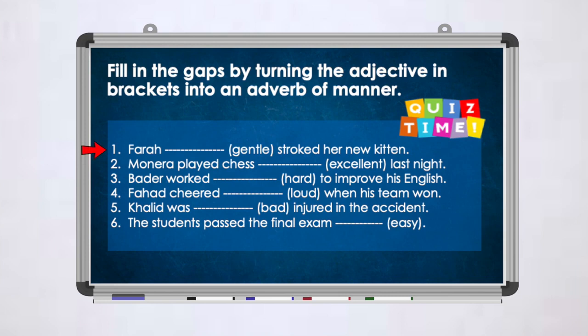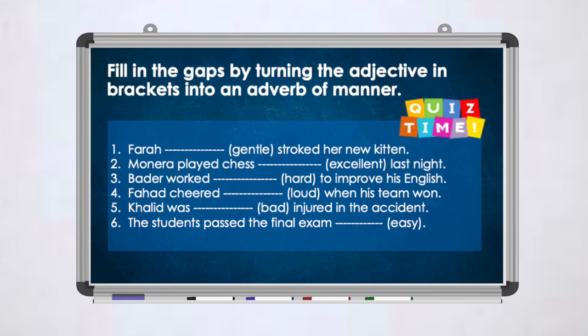Farah, gentle, stroked her new kitten. Munira played chess, excellent, last night. Badr worked hard to improve his English. Fahad cheered loud when his team won. Khalid was bad, injured in the accident. The students passed the final exam easy. Now, you have the adjectives, but because we're describing verbs in these blanks, you have to turn them into adverbs.